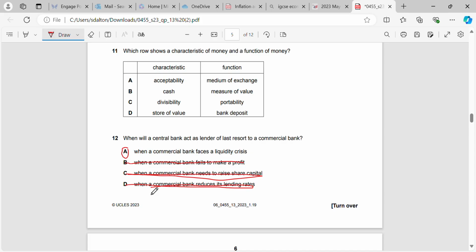So, commercial bank reduces its lending rates. Central bank is not going to lend in that case, because the commercial bank will lend itself to consumers when they need to raise share capital. Again, that's a responsibility of the commercial bank. They only step in when there's financial difficulties or a liquidity crisis. They need an injection of cash.